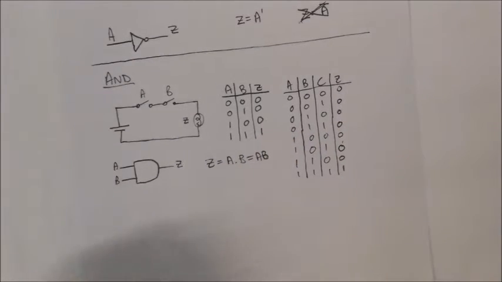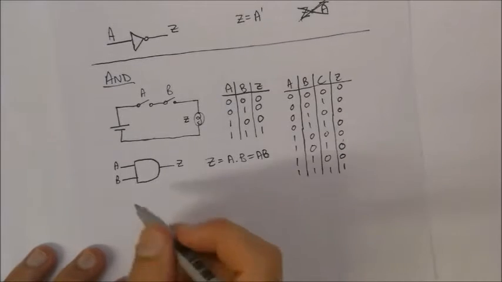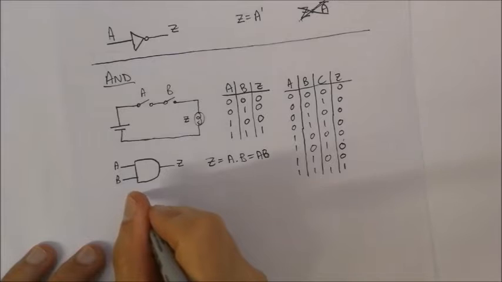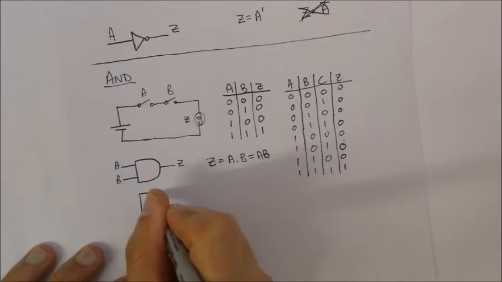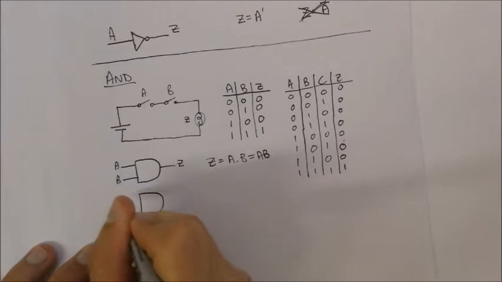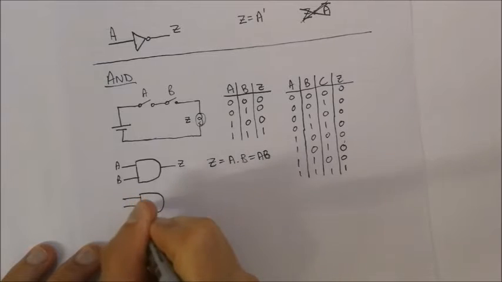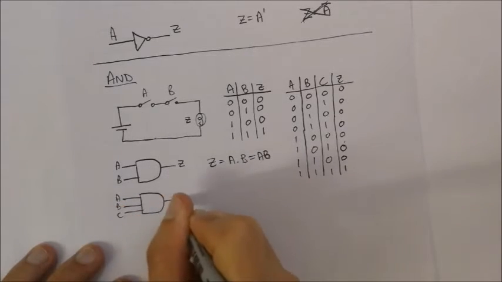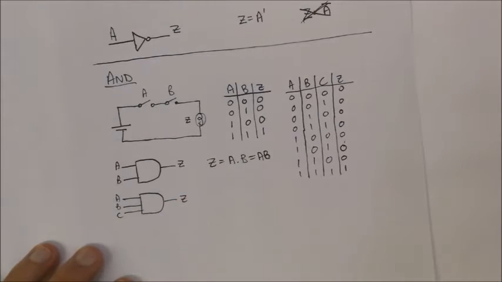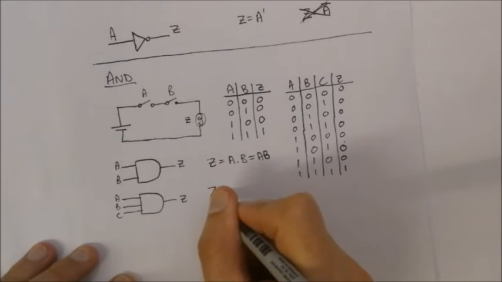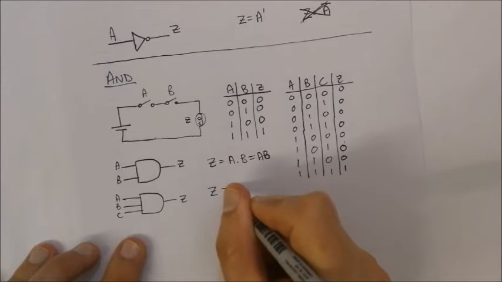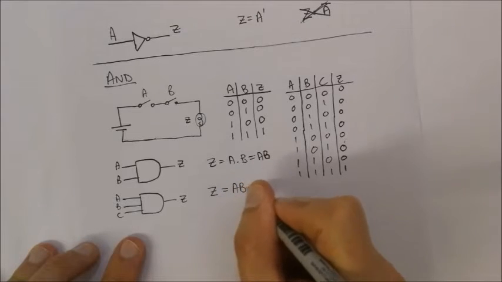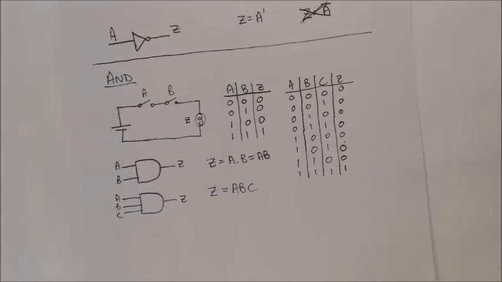Okay. What should happen if we have 3 inputs like we did for this truth table? Well, the same thing happens. We've got our gate, and we've got 3 inputs. So that's A, B, and C, and our output Z. Again, your expression for this would now be Z is equal to A, B, C.